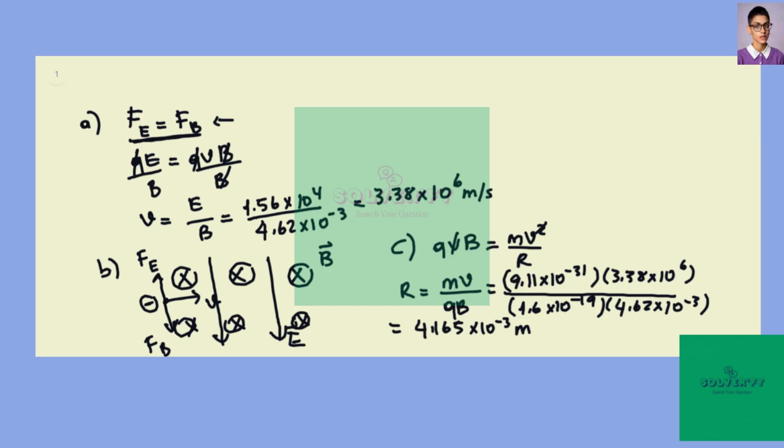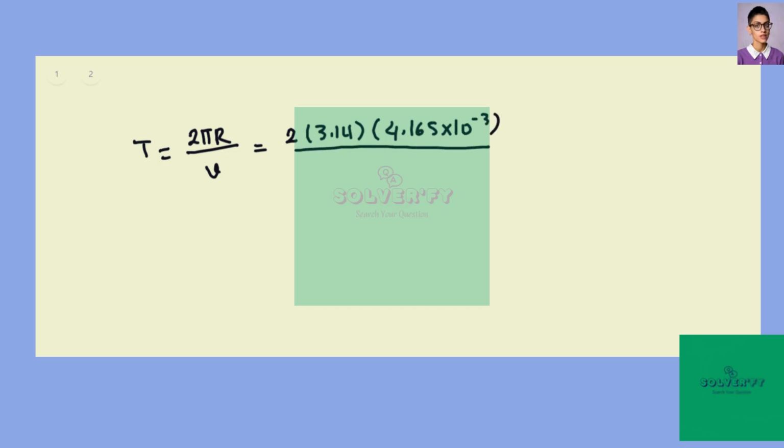Now, also in this part, we're asked to calculate the period of this rotation, because it's a circular motion. The period is going to be the distance traveled, which is 2 pi r, the circumference of that circular trajectory, divided by the speed that we calculated. So 2 times 3.14 times the radius that we just calculated, 4.165 times 10 to the power of negative 3, divided by 3.38 times 10 to the power of 6. So what we have for the period is 7.74 times 10 to the power of negative 9 seconds.